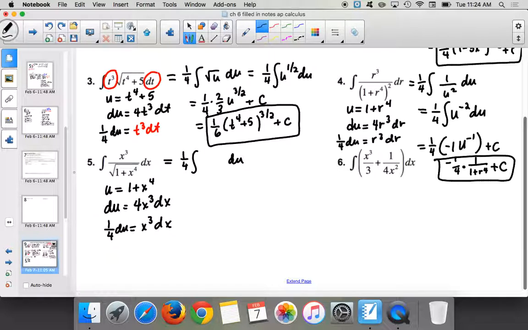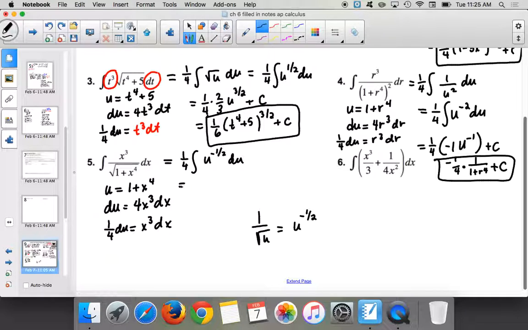And then over that we have the square root of 1 plus x to the fourth. Well, that's going to be 1 over the square root of u, which I'm going to write as u to the -1/2. Do you guys understand that? 1/4 times 1 over the square root of u. Exactly. So when you have 1 over the square root of u, you can write that as u to the -1/2.